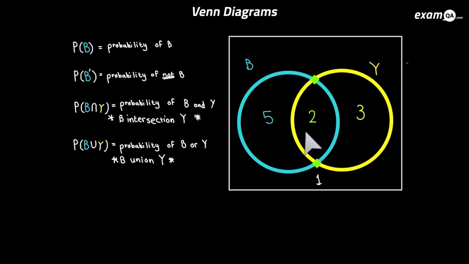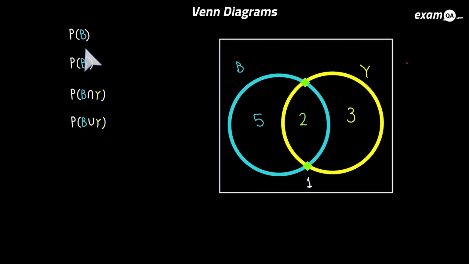Okay, so now we're going to look at some questions with P in it. Now, all this P means is work out the probability. So before we simply had B, now we want the probability of B. And I'll show you how to do that now. Okay, so let's do the first one, the probability of B. So which numbers belong to B? And it's the 5 and the 2. So in total, that's 7.